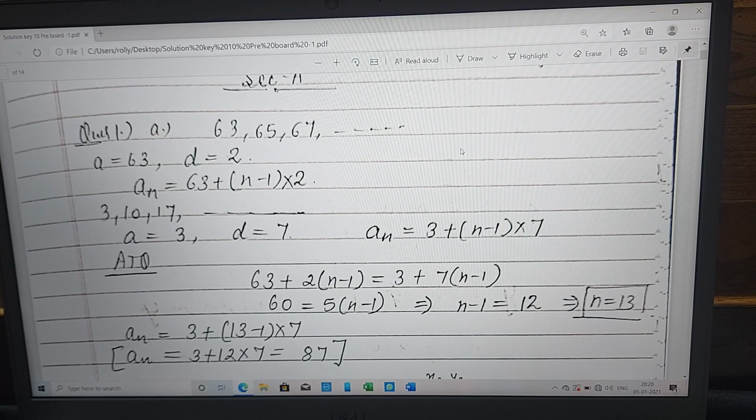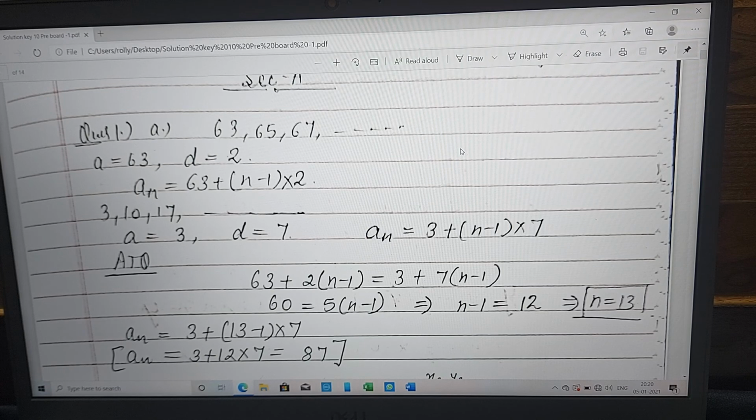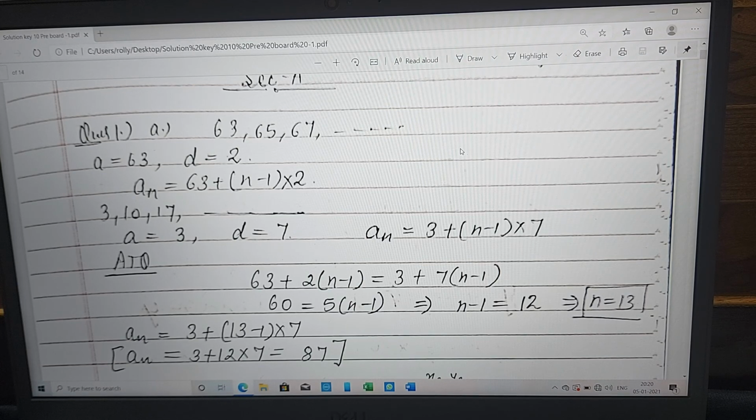The question was that there were two APs given, and we were supposed to calculate that particular term which is the same in both the APs. For the first AP we have considered that that particular term is an, and an is equal to a plus n minus 1 into 2. As it is given in AP 63, 65, 67, the value of the first term a is 63 and the common difference will be 2, that is 65 minus 63.